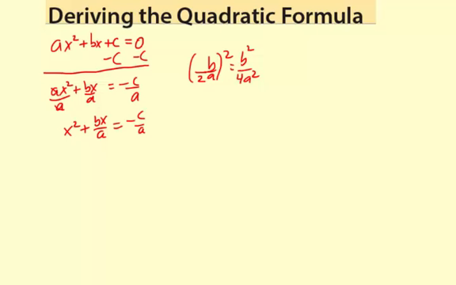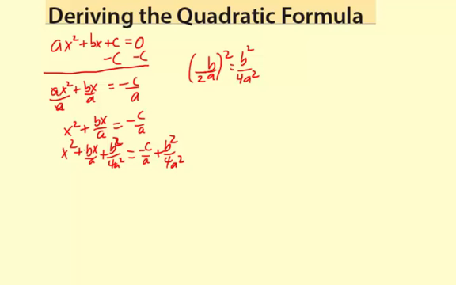Okay, now this looks a little complicated, but this is what you add to both sides to complete the square. So x squared plus bx over a plus b squared over 4a squared equals negative c over a plus b squared over 4a squared.